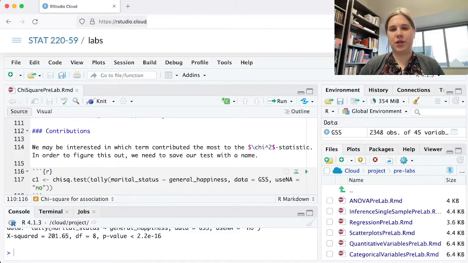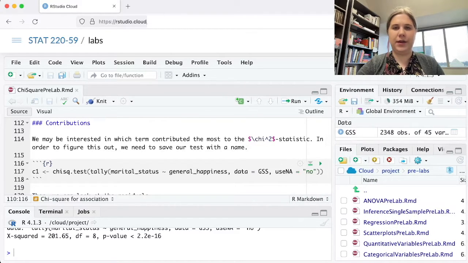And we might be interested in knowing which of those cells, which of those numbers was the biggest, because that would mean that that's the thing that contributed the most to our chi-square statistic, that made our distribution look the most different from the null. And there's a couple different ways that we could do this.